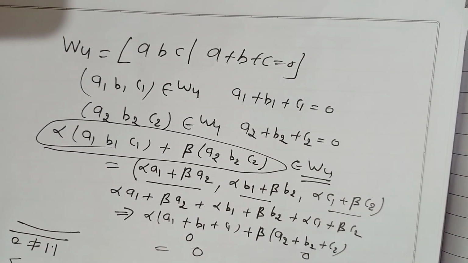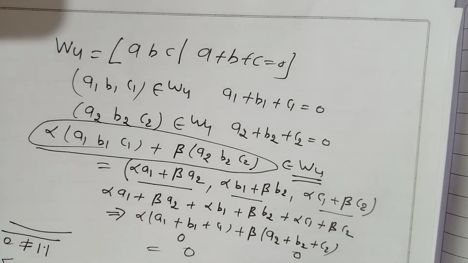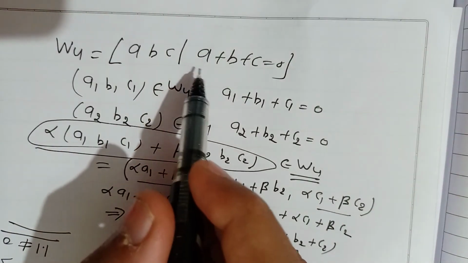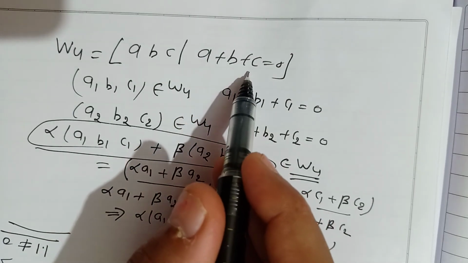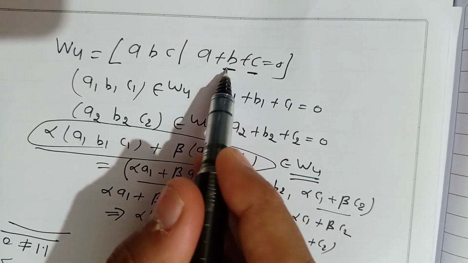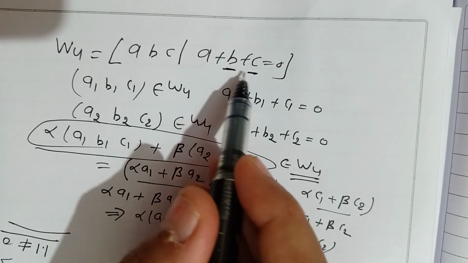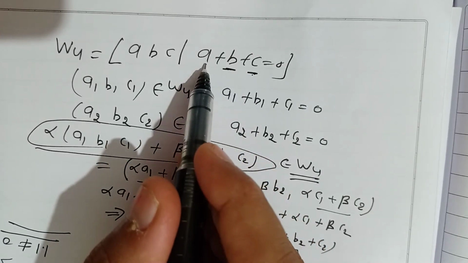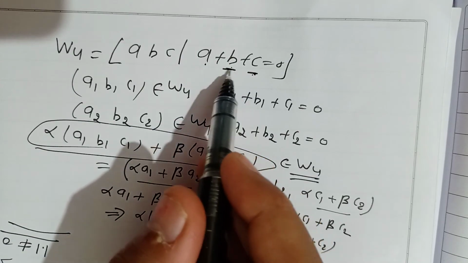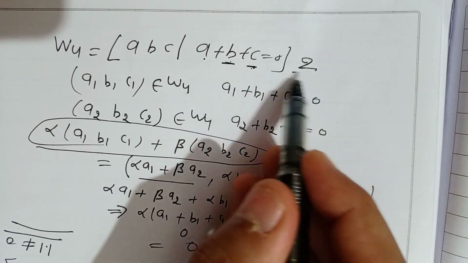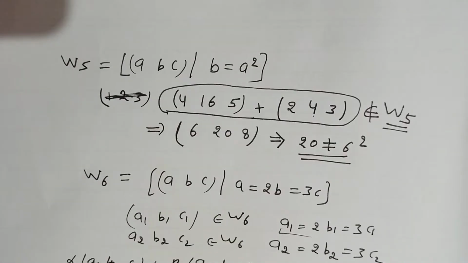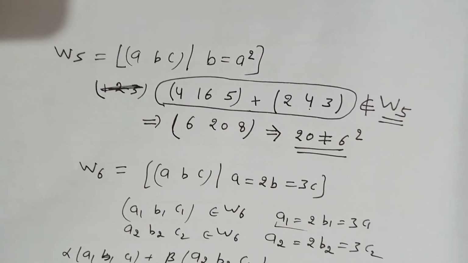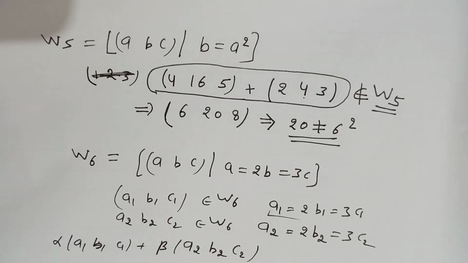Yeah, W4 is a subspace. So what is the dimension? The number of free variables. So A plus B plus C equals 0. Here we can have C anything, we can have B anything, but once you fix B and C, A is dependent on B and C. So only two free variables. So the dimension is 2. Fine. So the dimension of W4 is 2. And W5 is not a subspace, so there is no point of talking about the dimension.